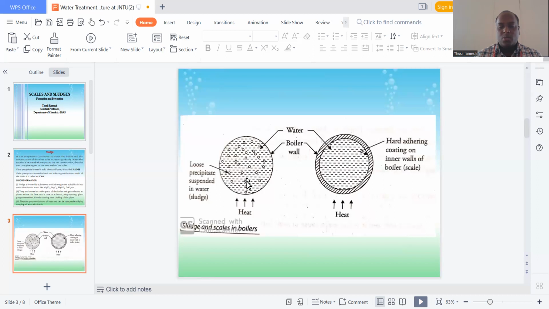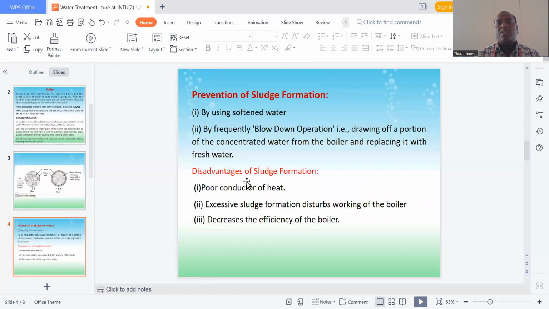Then how do we prevent such sludges which are formed inside the boiler material? One is by considering softened water. Instead of using hard water, if you consider softened water, the dissolved salts are going to be absent. The permanent hardness causing or the temporary hardness causing salts are going to be absent in the case of soft water. Then we can prevent this sludge formation.